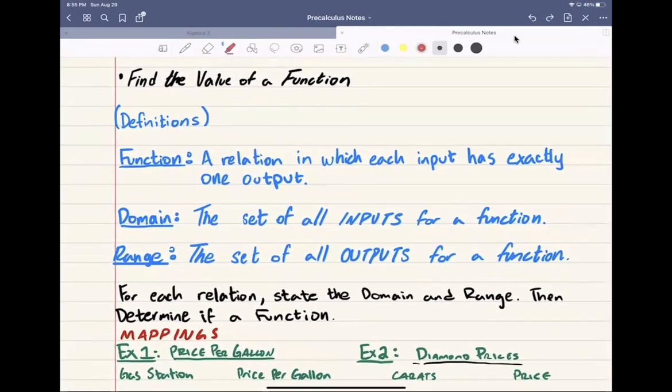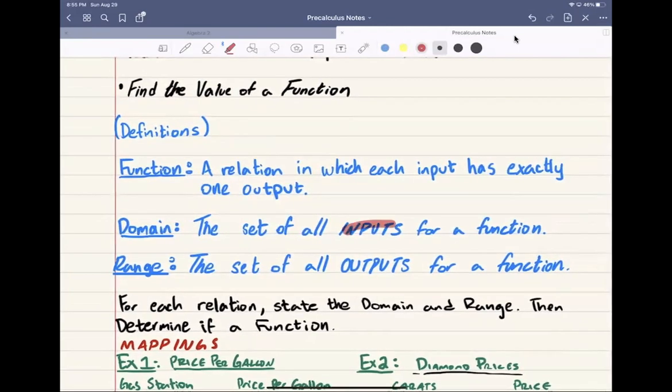Okay, so first things first, we're going to go over what a function is. A function is a relation in which each input has exactly one output, and that's the most important part. Each input can only have one output. All the inputs in a function are called our domain, and range is the set of all outputs for a function. So any output that a function gives you is considered the range. This is all reviewed from Algebra 1 and 2. It's covered in both classes, and in this class and in calculus, it basically stays the same.